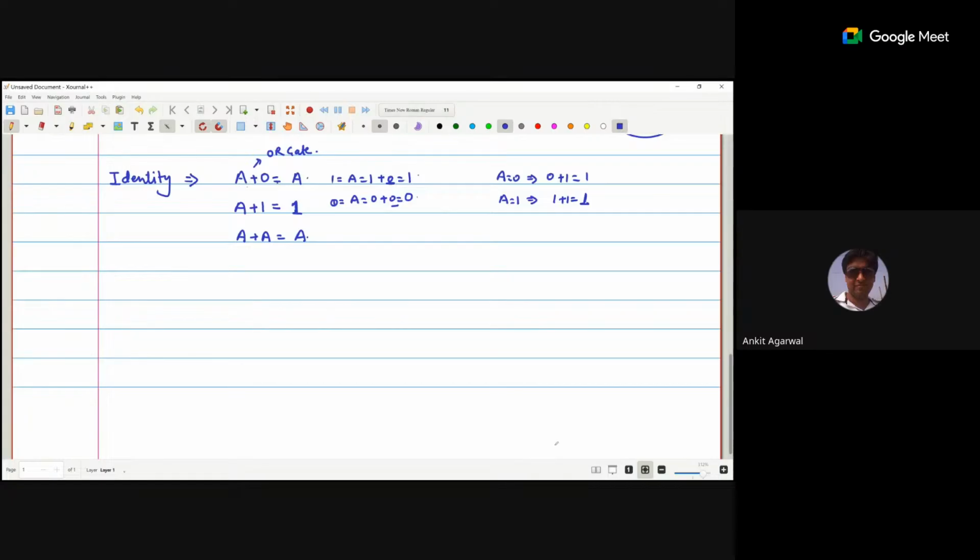Similarly, if we multiply A with 0, we get 0. This dot represents the AND, not a multiplication. When A is multiplied with 1, A ANDed with 1 becomes A. And A ANDed with A, we get A. This is the OR gate identity, and this is the AND gate identity.